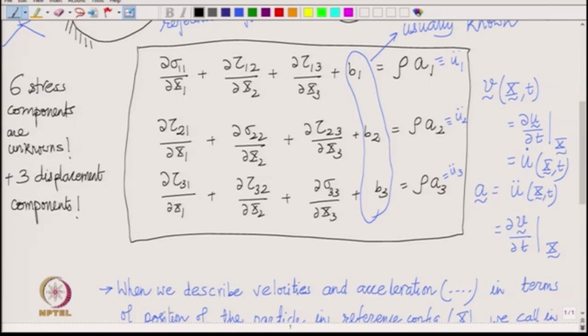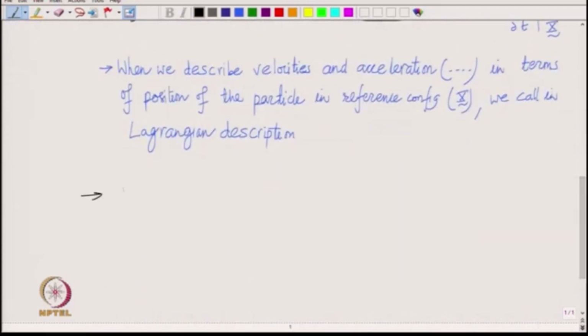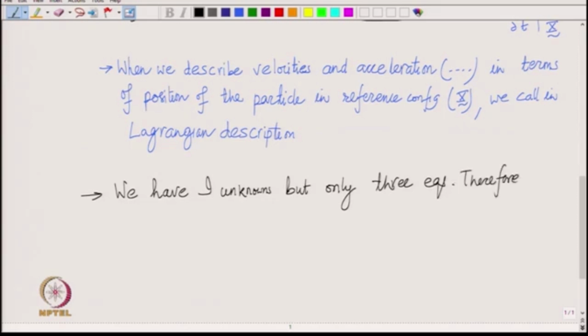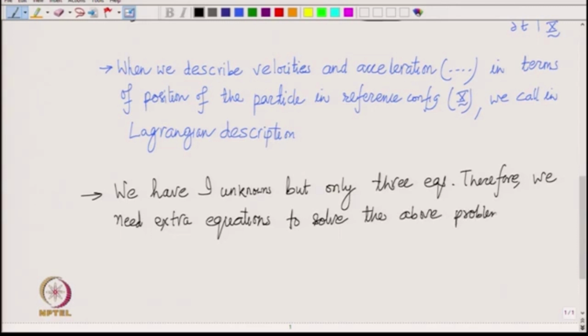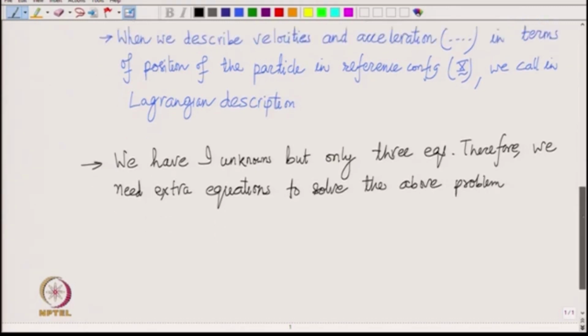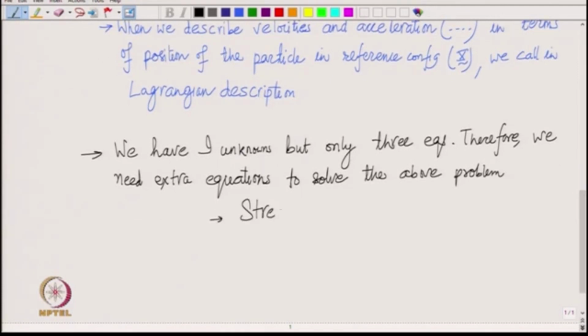and that something more is what is stress strain relation. Okay. So, I will write here, we have 9 unknowns, but only 3 equations. Therefore, we need extra equations to solve the above problem, and that extra equation is given by what is called stress strain relation. Okay. So, that is the motivation for this topic.